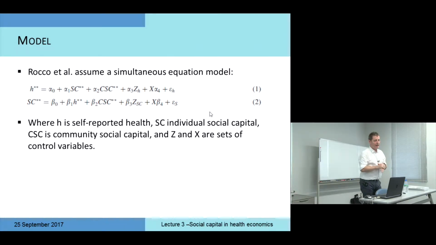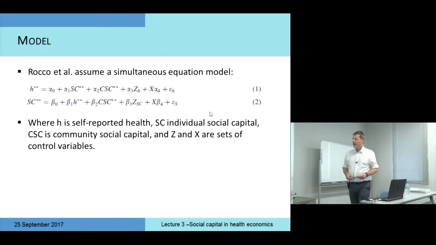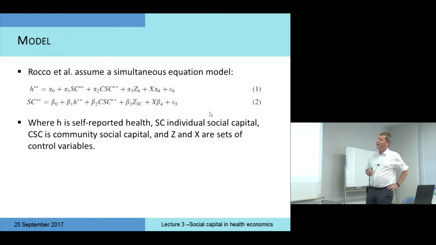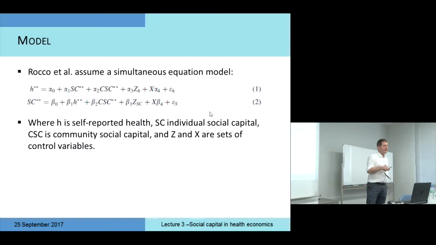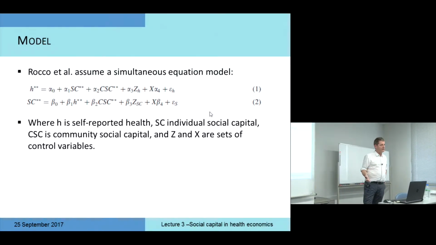Right, so just where we left things is with this paper by Rocco et al. They explicitly recognize that while social capital may affect health, health may affect social capital. And so here we're moving away from a single equation approach and having two equations, or sometimes described as a simultaneous equation model.